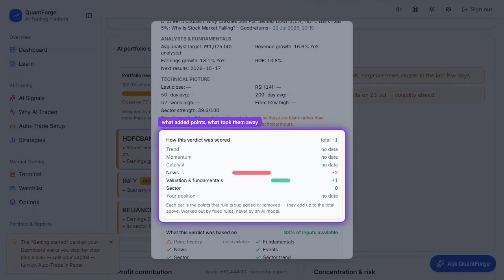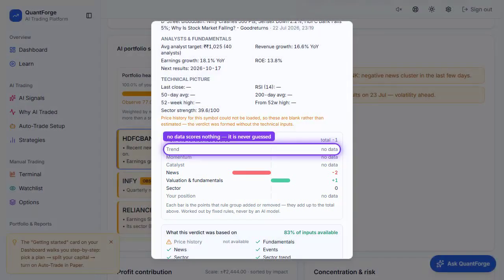This row says no data instead of a bar. That group had nothing to judge on. Look carefully, it does not say 0. 0 would mean we looked and found it neutral. No data means we could not look at all. Those are very different, and mixing them up would mislead you.